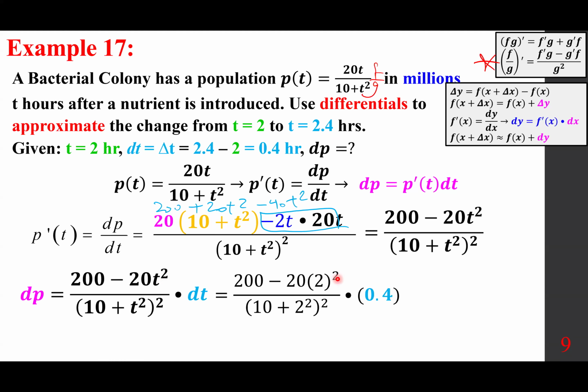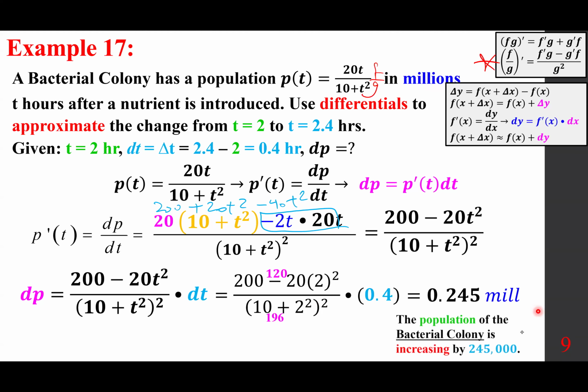This is 2 squared. 4 times 20 is 80. 200 minus that is 120. 2 squared, 4, plus 10 is 14. Squared is 196. So the ratio times 0.4 gives us 0.245 millions of bacteria. That means 245,000. So that means the population of the bacteria colony is increasing by 245,000. Why is it increasing? This is positive.